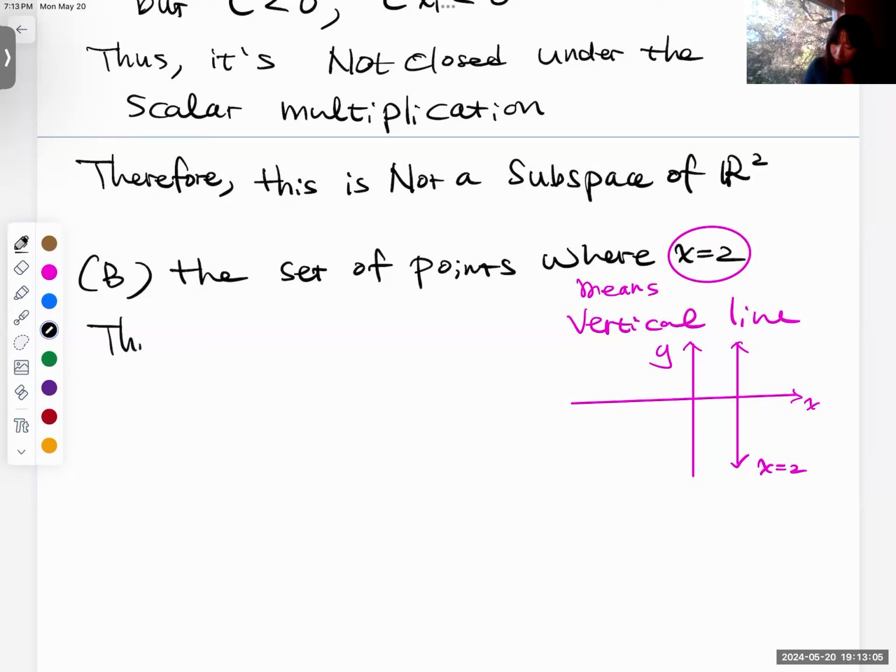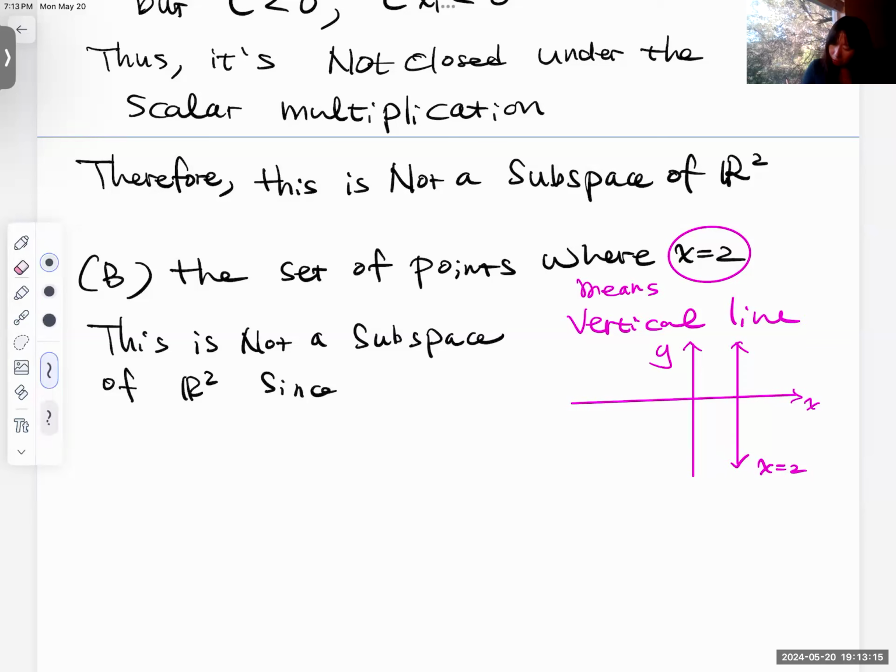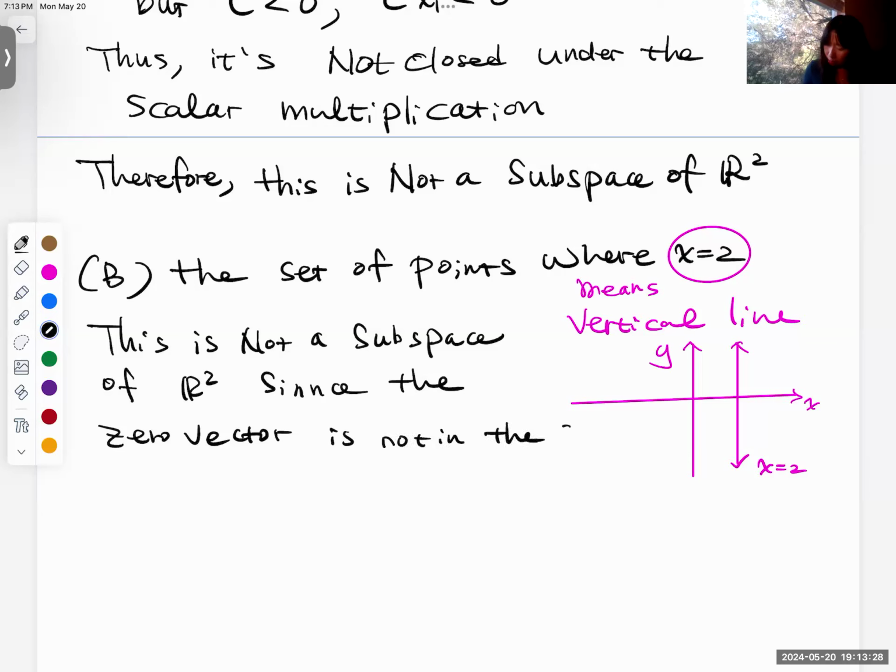This is not a subspace of R2 since the 0 vector is not in the set. Set in the case is x equal to 2.